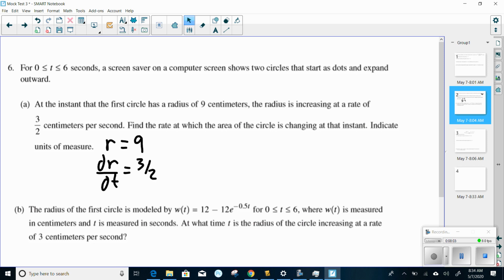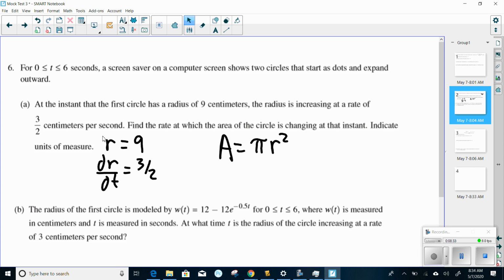This is a related rates problem, right? Since it gives me the rate of change of the radius, and it wants me to find the rate of change of the area, I need to come up with a formula that ties those two together. So the formula for area, right? Area equals pi r squared. That's our formula, and that ties together the radius and the area. So now, we know the rate of change of the radius with respect to time. We want to find the rate of change of the area with respect to time.